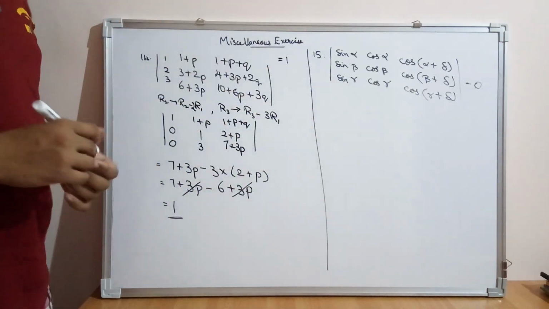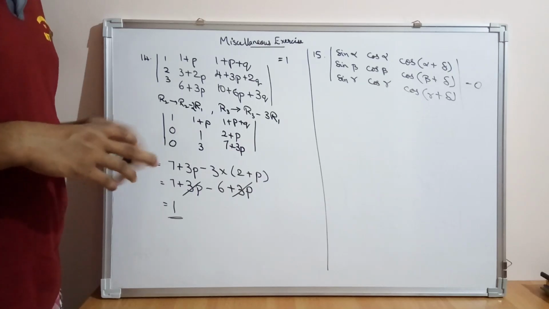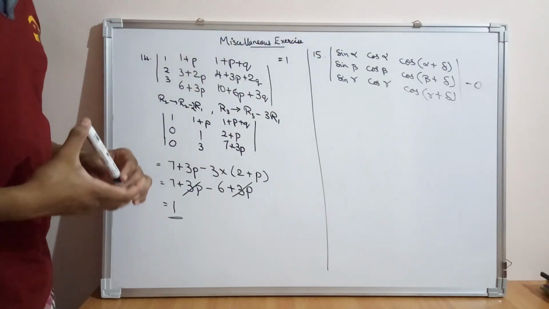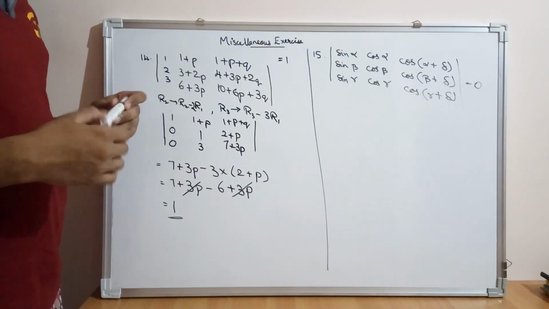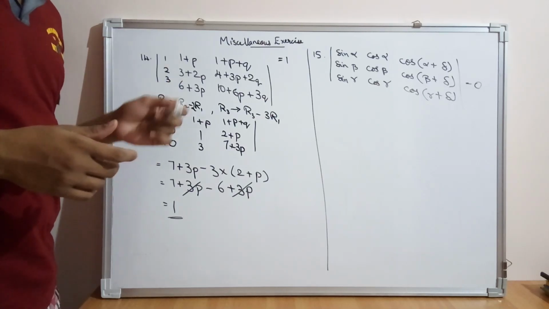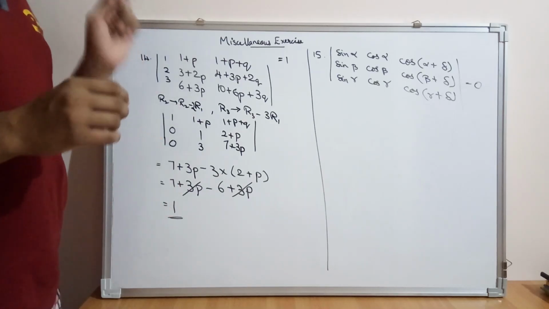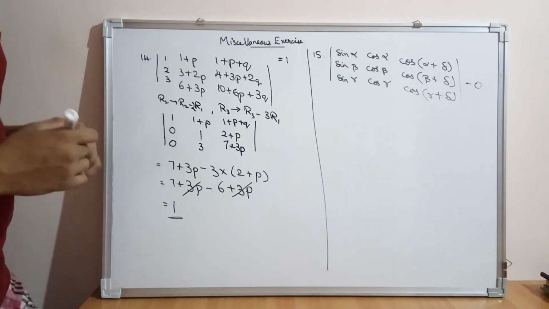So now we'll move on to the 15th question. The 15th question is all about trigonometric identities. You are asked to prove that this given determinant is going to be equal to 0. For that we are considering that delta is some constant. It's not a variable, it is a constant.